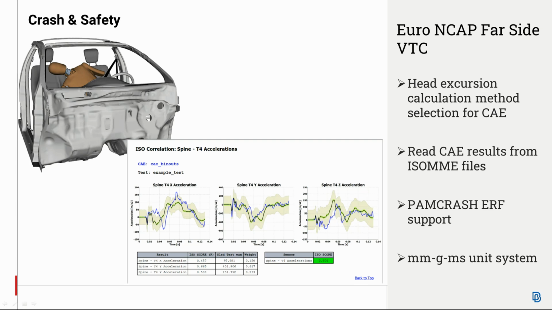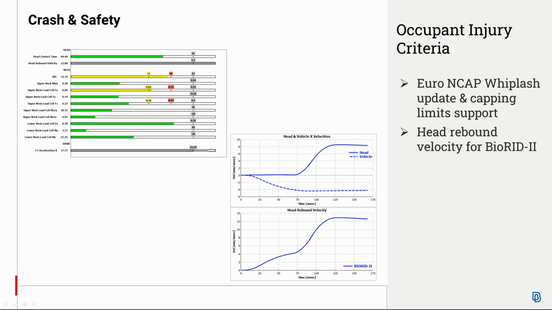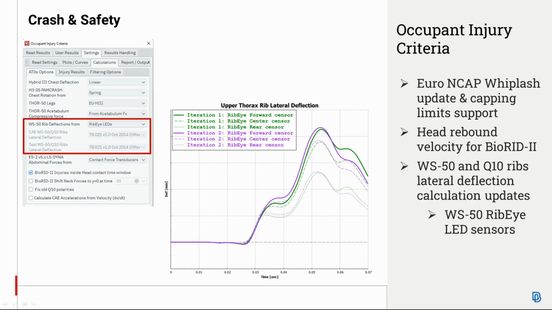In the Occupant Injury Criteria tool, Euro NCAP whiplash rating limits are updated according to the latest assessment protocols. Furthermore, Euro NCAP whiplash capping limits are now supported. The head rebound velocity is now calculated for BioRID 2. There are also updates for WS50 and Q10 ribs lateral deflection calculation.